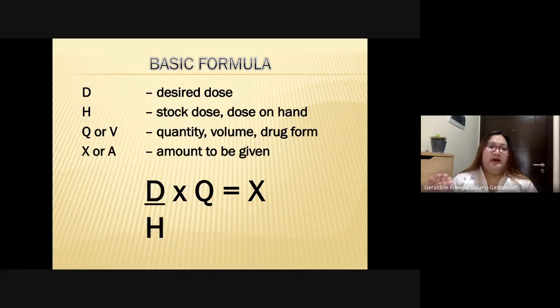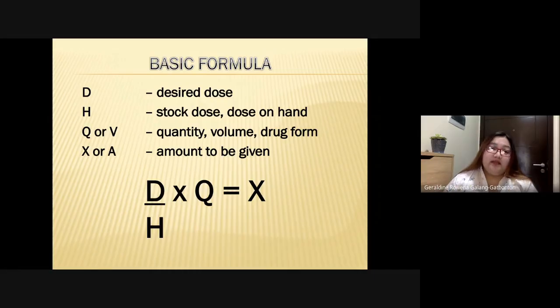So when you talk about quantity, volume, or drug form, yan yung ml, yan yung ilang cc, no? 1 ml is approximately 1 cc. Or kung hindi naman liquid yung gamot, it could be 1 tablet or 1 capsule. And the X, siya yung amount na ibibigay. So syempre, its measurement is also in quantity.